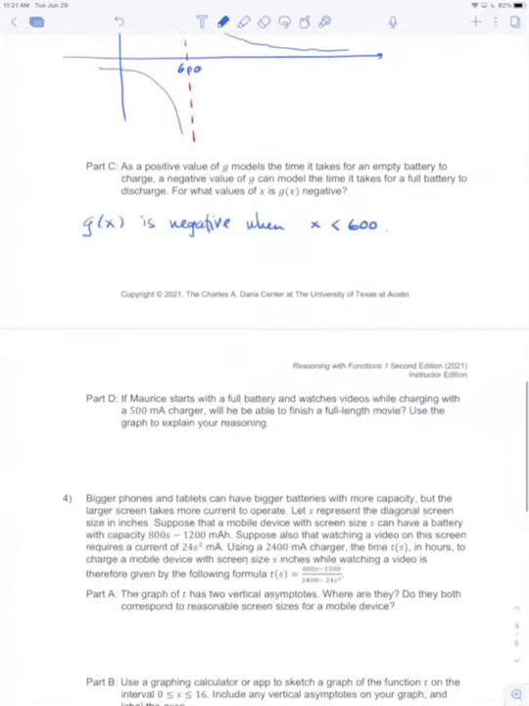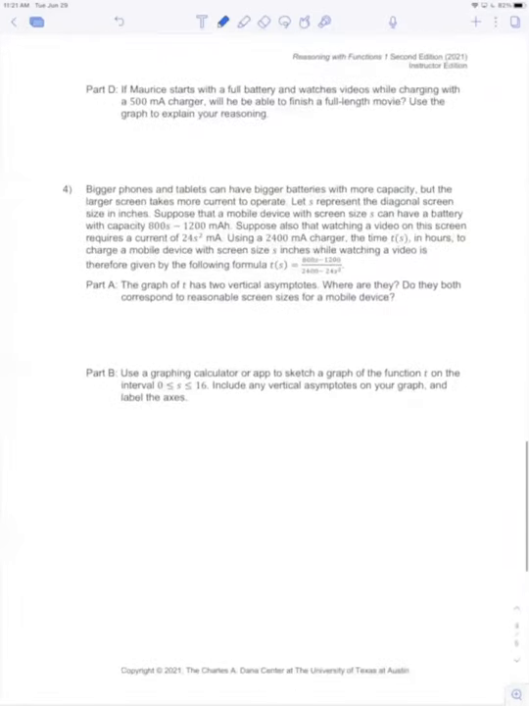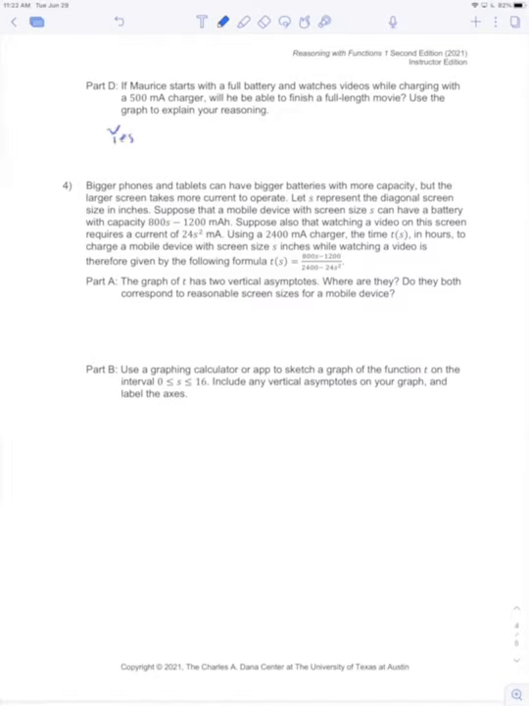All right, let's go to part D. Part D starts out by saying, what if Maurice starts with a full battery and watches videos while charging with a 500 milliamp charger, will he be able to finish a full-length movie? Yes, he would be able to finish a movie. A current rating of 500 milliamps is very close to the asymptote, so the time to discharge is very large. Okay, so we'll put yes here.